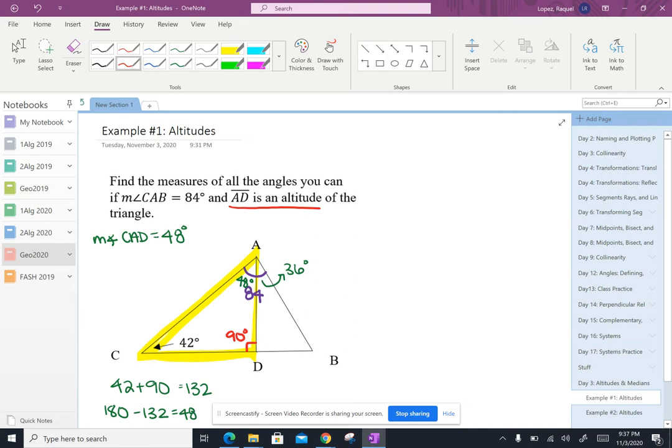Okay. Then we can figure out the measure of angle B, because I also know that this angle right here is 90 degrees. And so we can do 90 plus 36. So 90 plus 36, and that gets us 126. And then we can do 180 minus 126, and that'll get us 54 degrees. So the measure of angle B is 54 degrees.